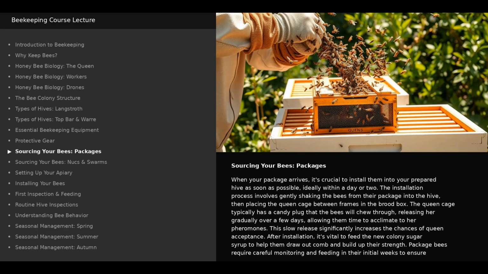After installation, it's vital to feed the new colony sugar syrup to help them draw out comb and build up their strength. Package bees require careful monitoring and feeding in their initial weeks to ensure they successfully establish a strong, healthy colony. This method offers a clean slate, free from existing pests or diseases, making it an attractive option for starting a new apiary.